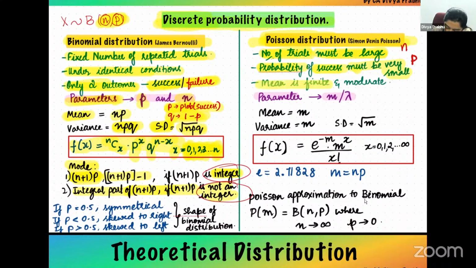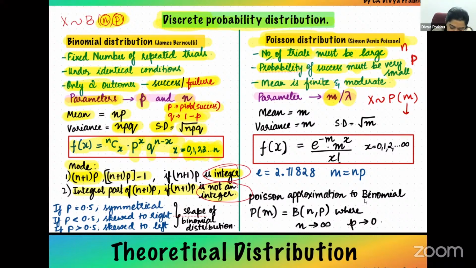Next, here mean is finite and moderate. Now, which parameters does the Poisson distribution follow? That is m. It only has one parameter, m, which is also known as lambda. So we can say that x follows Poisson distribution with the parameter m or lambda. Because it has only one parameter, we call it a uniparametric distribution.